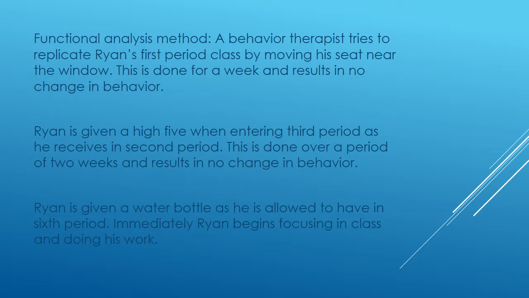We can see here how Maslow's hierarchy of needs that we discussed before plays into this individual's behaviors. If the therapist had not replicated the use of the water bottle from Ryan's 6th period class, he or she could still have figured out the cause of Ryan's behavior by reviewing the needs on the pyramid.